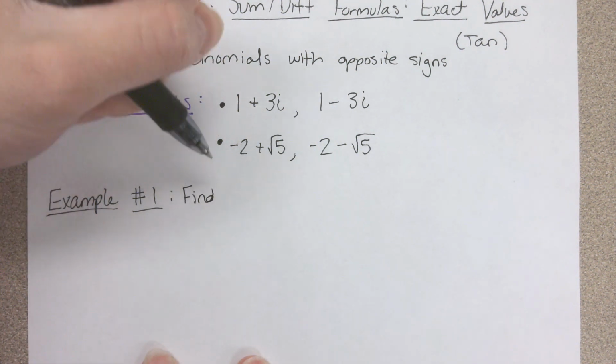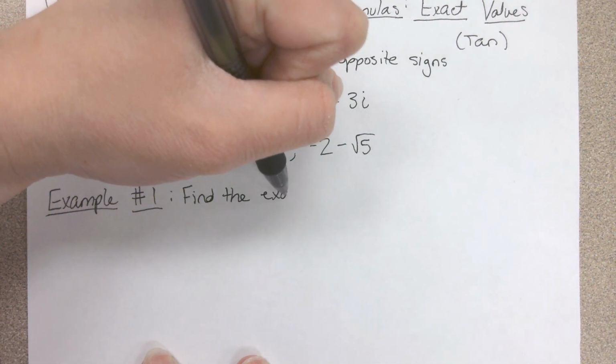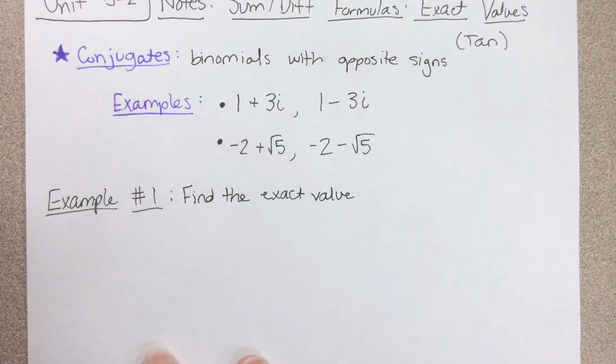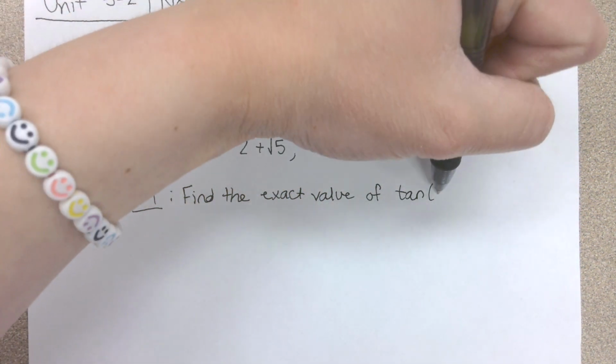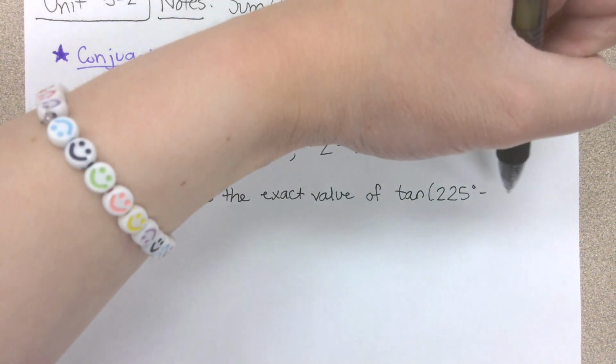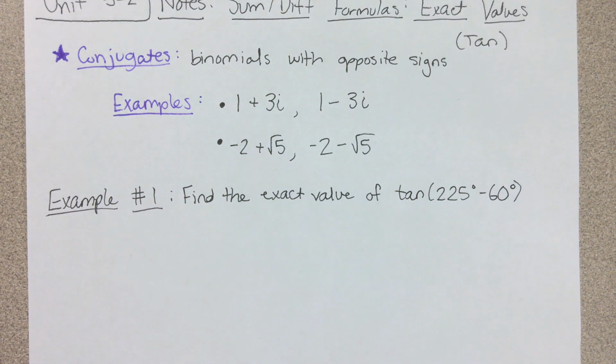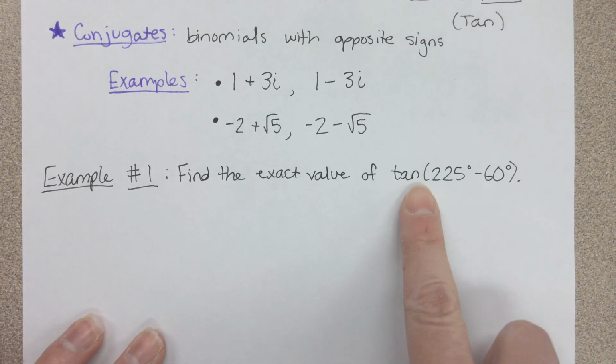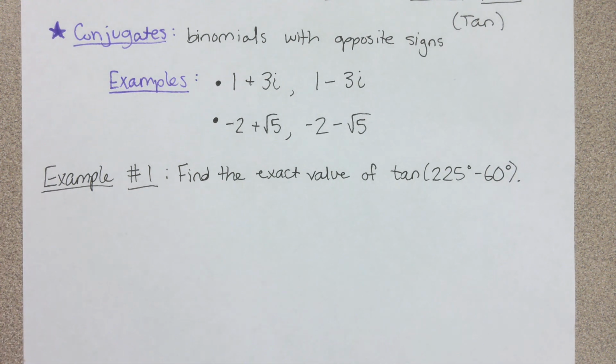Find the exact value of tangent of 225 degrees minus 60 degrees. Before I set up the expansion, let's go ahead and talk about tangent of both of those angles. If you remember Wednesday's notes, we're going to be plugging numbers in to replace those. So let's just go ahead and do that part now, as tangent requires a bit more work.